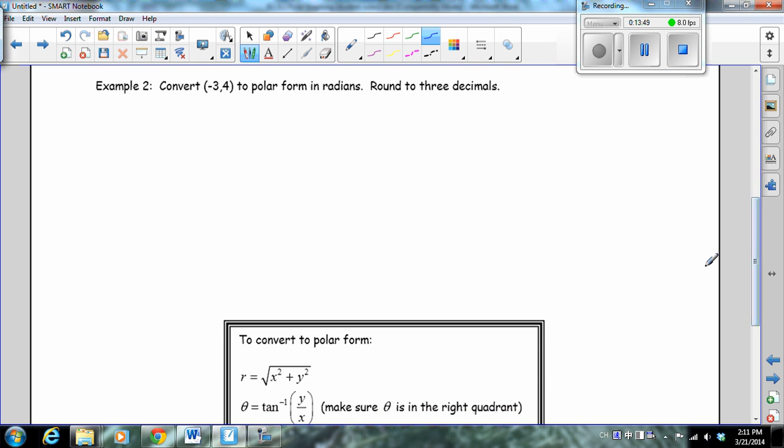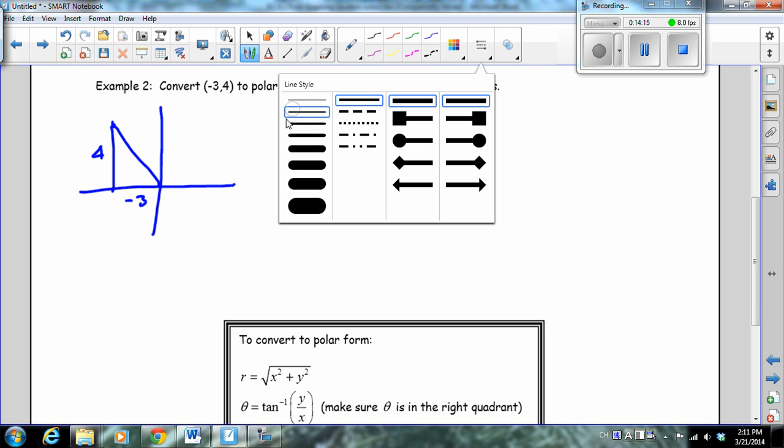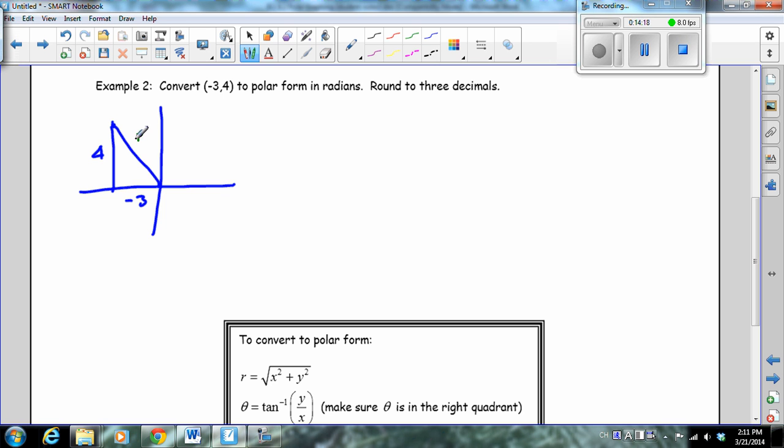Sometimes, like in example 2, you want to convert from Cartesian coordinates to polar coordinates. So I have -3 and 4. Let's go ahead and plug in the point -3, 4. -3, 4 will be located somewhere here, where you have this angle. This is -3. This is 4. Using your Pythagorean theorem, you should be able to find the missing side, which will represent your r, and the missing angle, that will be your theta.